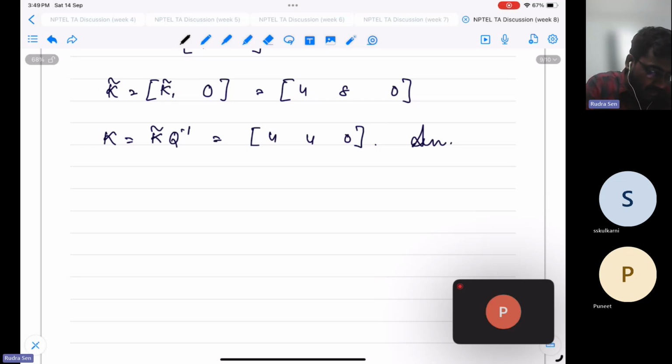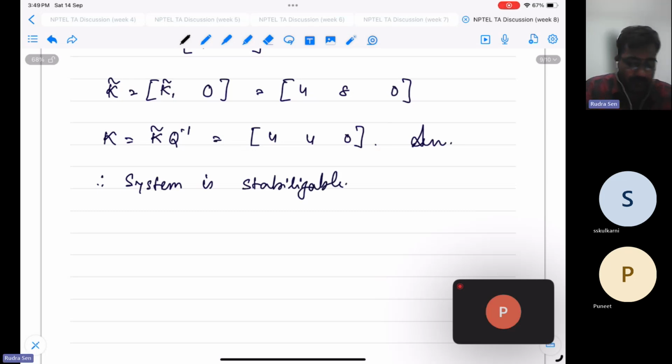So therefore the system is stabilizable. Okay. So up to that point, there are no issues, right? Is there any kind of issue? Then you can stop me and ask questions. Okay. So move to the next segment.